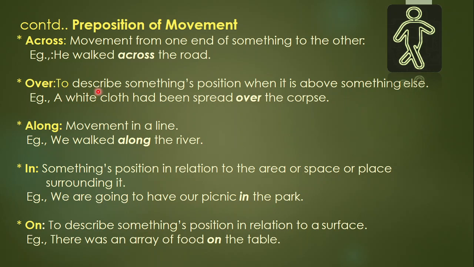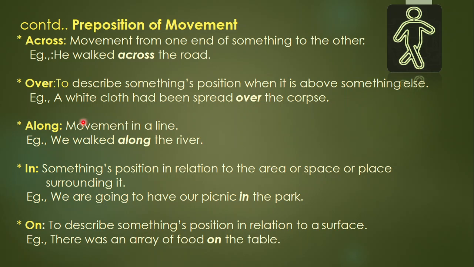Over, to describe something's position when it is above something else. Okay, just listen, over, because this is where we get confusion. For example, a white cloth had been spread over the corpse. Corpse means a dead body. Okay, a white cloth had been spread over. Right. So over, not on. We cannot say on. It is over, above something.